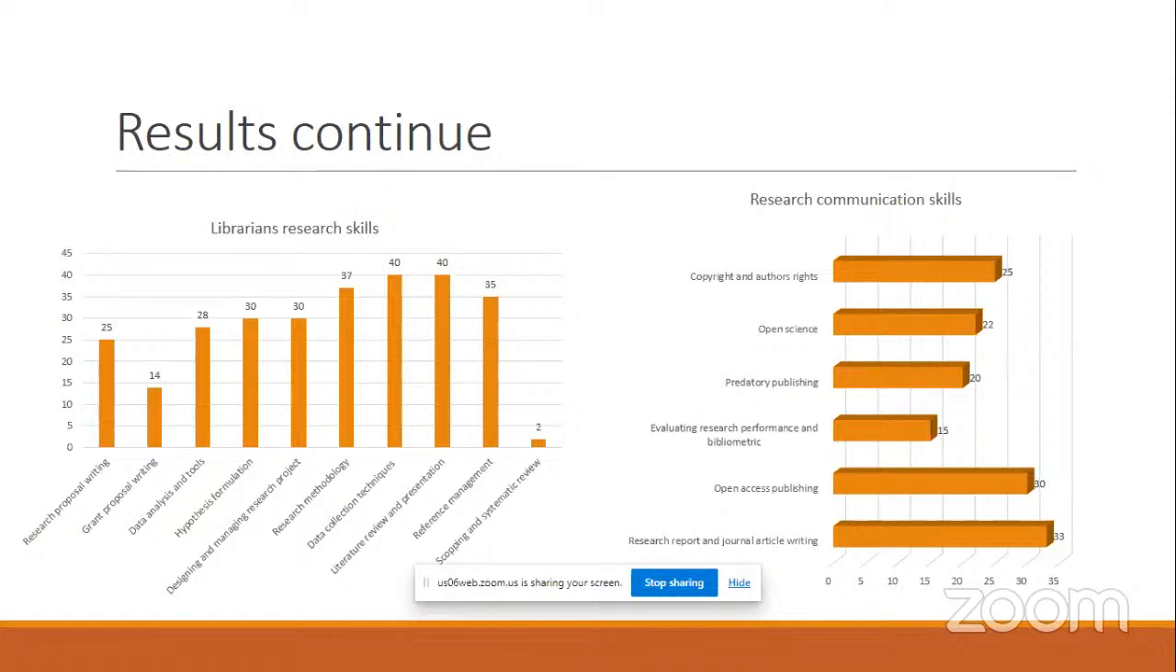We also prompted librarians to rate their competencies in different areas of research processes. According to the findings, librarians have an understanding of the research process, especially on how to conduct research, looking at research methodology, data collection techniques, literature review, and presentations. However, we observed gaps in grant proposal writing, as well as scoping and systematic reviews. So librarians are unskilled in those specific areas.